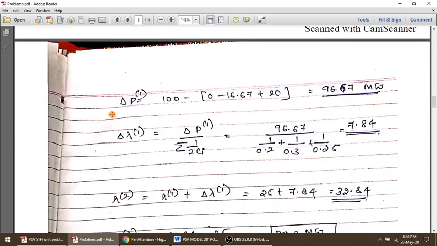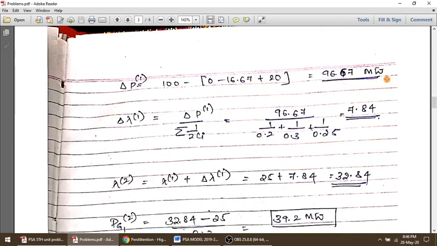From there we will calculate the delta P value. So we get 96.67 megawatt. Using this we will calculate the delta lambda value, which we get as around 7.84.